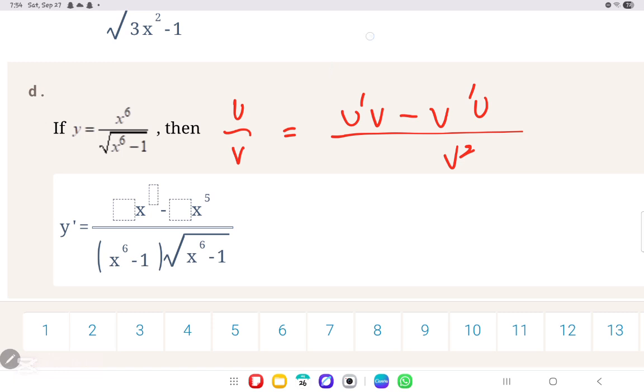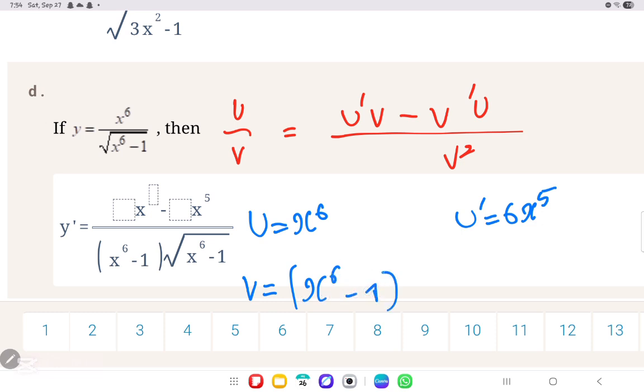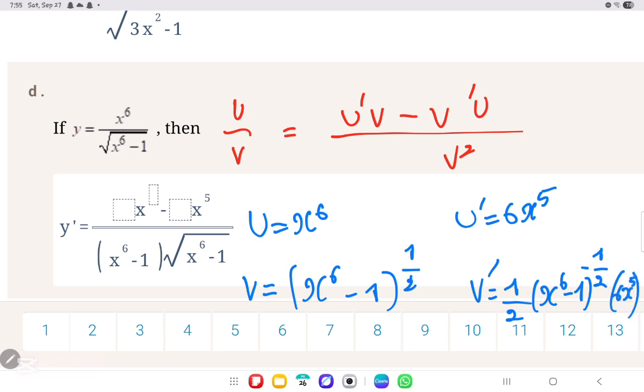Let's start first of all by finding u. U is x to the power of 6. u prime is 6x^5. V is x^6 minus 1 to the power of 1 over 2. V prime, on the other hand, is what? Is 1 over 2 times x^6 minus 1 to the power of minus 1 over 2. And we don't forget to multiply by the derivative inside, which is 6x^5. Perfect. Now we have all of the values.